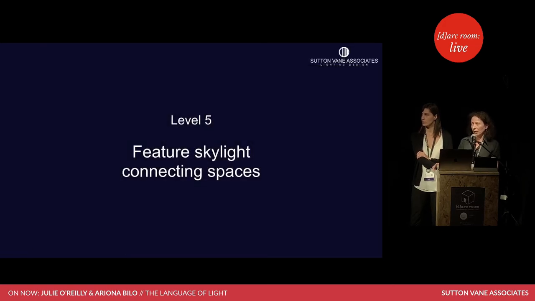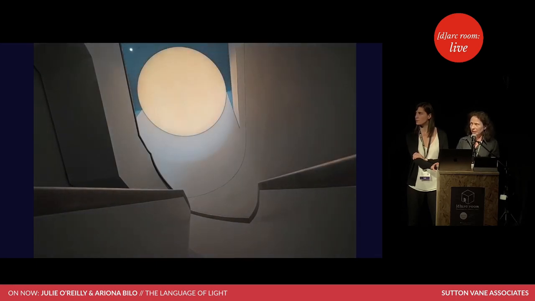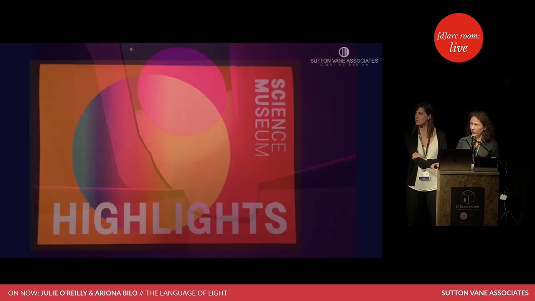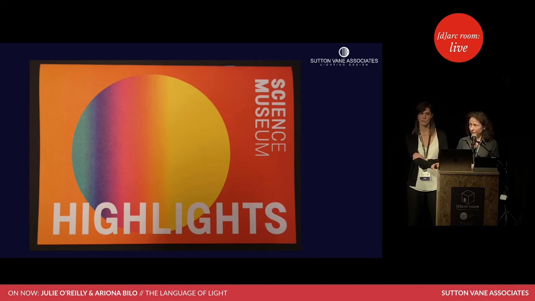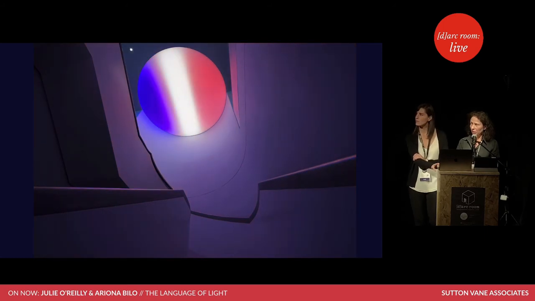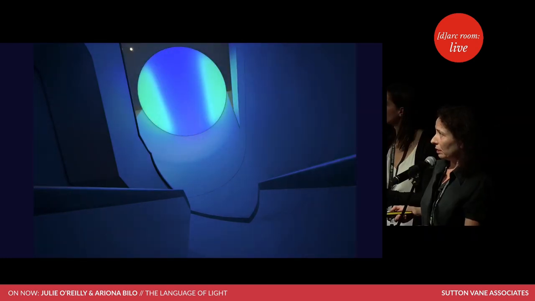Okay, the feature skylight that Ariona touched upon earlier that connects both level 4 and level 5. Well, it's like a planet, isn't it? I mean, it looks like a moon, which is really fitting for the Science Museum. So we thought, well, yes, planet. Let's play with this planet. And let's have all the different colours that we can possibly think of. And look at the Science Museum's own branding. Fits perfectly with what we can do. So it's a really nice fit for the client. Red, white, and blue. Again, depending on who they're actually hiring the space out to, this feature light can be set to reflect the brand of whoever's using the space.